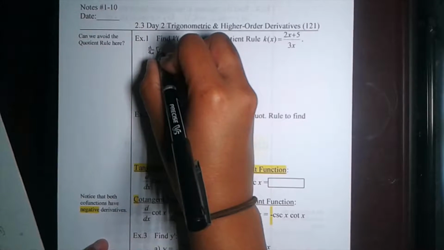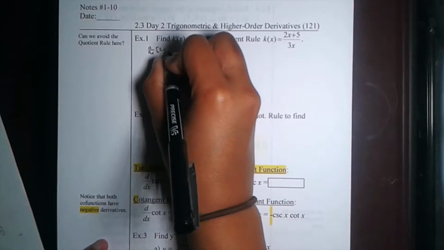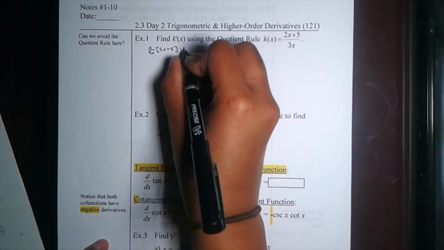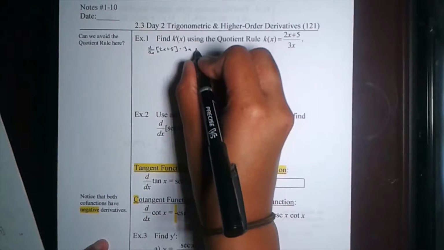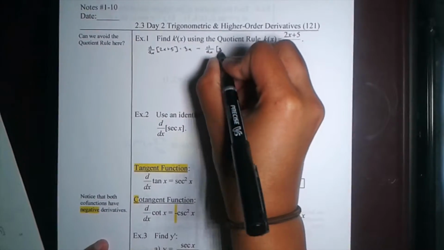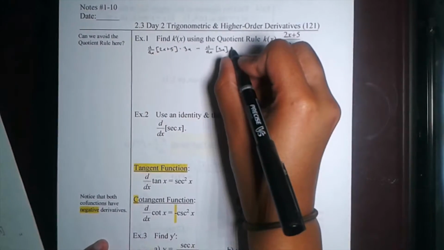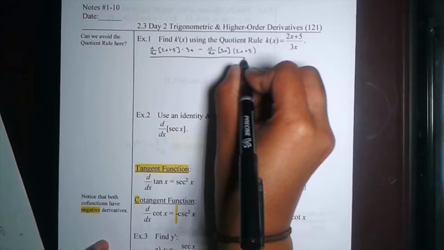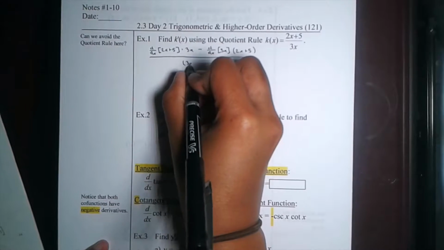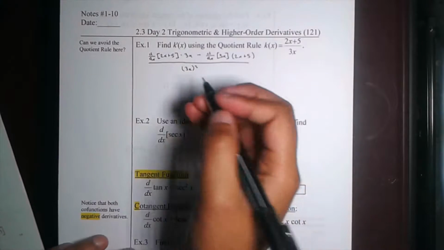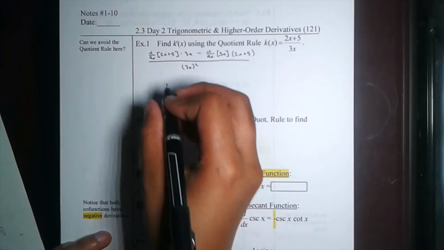or the first, so times the second, minus the derivative of the second times the first, and it's all over the second squared. So all you have to do after that is find the derivatives and simplify.